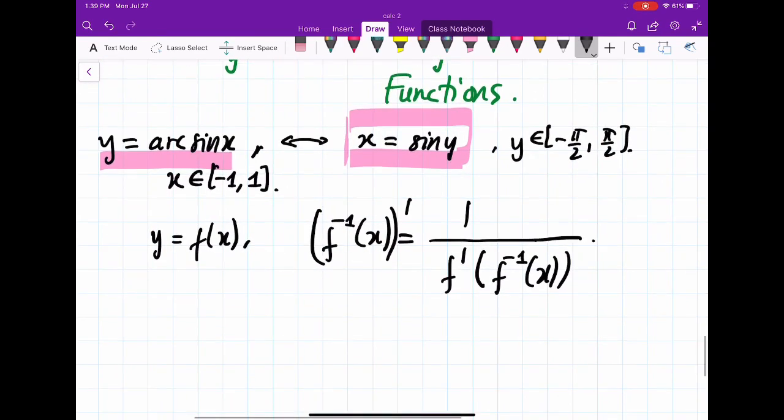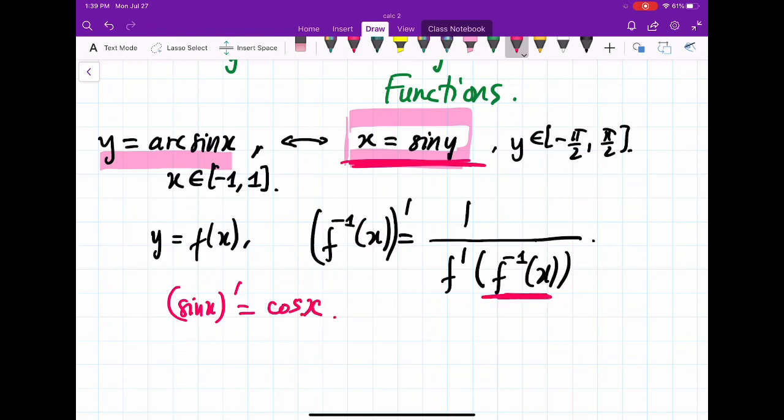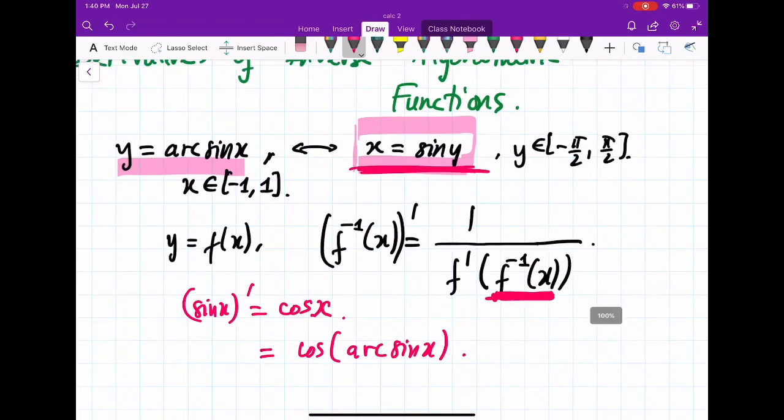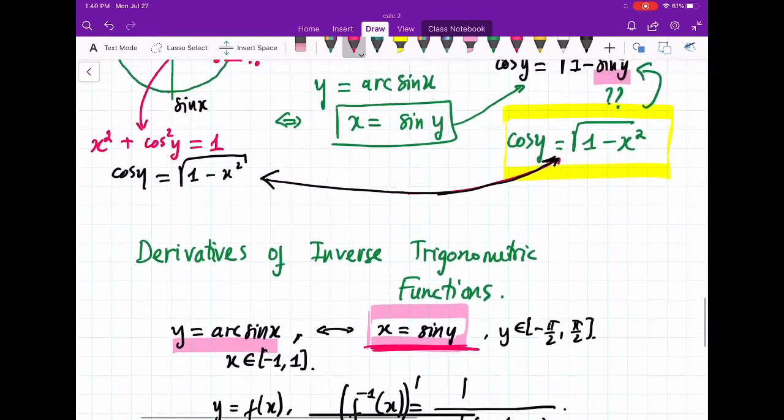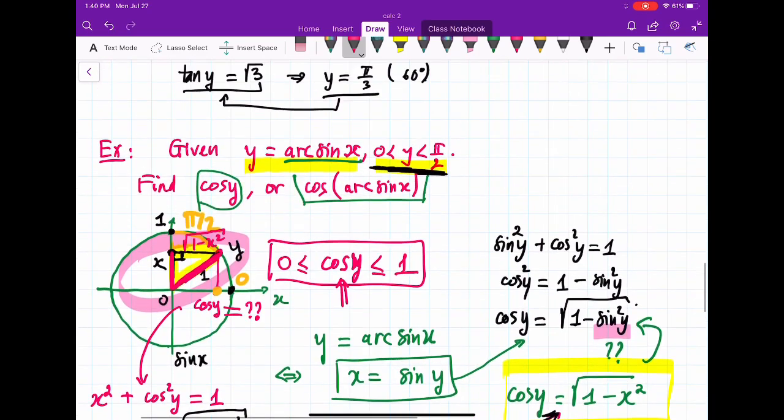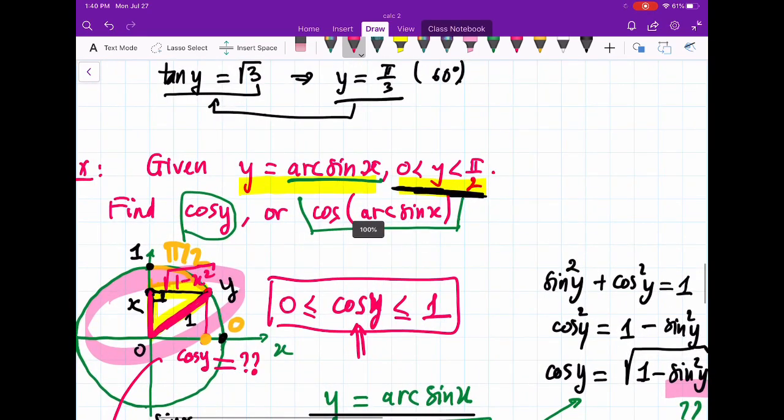So the function in this case is what? Is sine x. Okay, I know the derivative of sine x is cosine of x. Okay, but I need to evaluate the function cosine at the value of the inverse, right? At the values of the inverse. So that means this is nothing but cosine of arc sine of x. You can see something familiar. We just did that in the previous example. You see this? Cosine arc sine. You see this? All right.